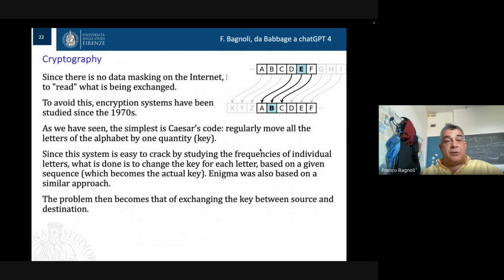Data compression is also used for cryptography.